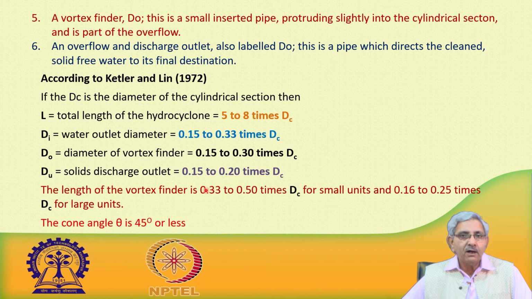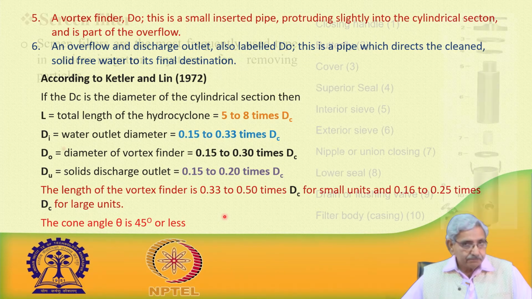Accordingly, all these dimensions are decided, and the cone angle is another important thing, that it should be within 45 degrees. This is important from the centrifugal force creation point of view, that will allow the material to come down.